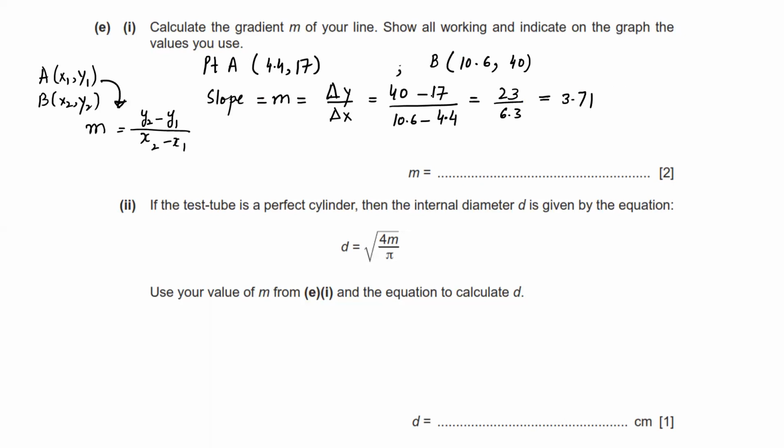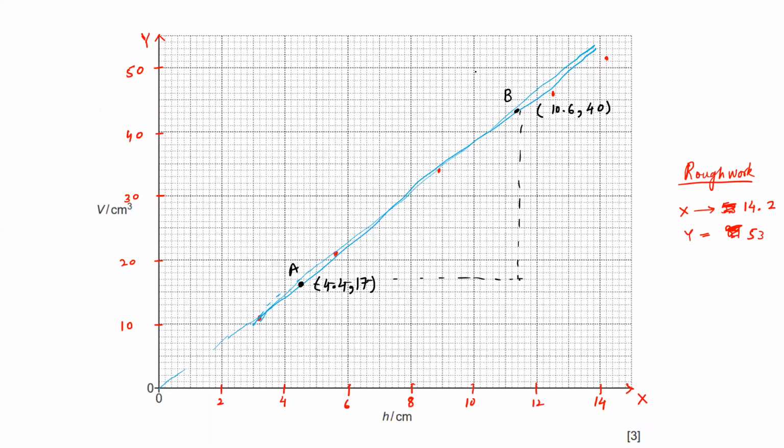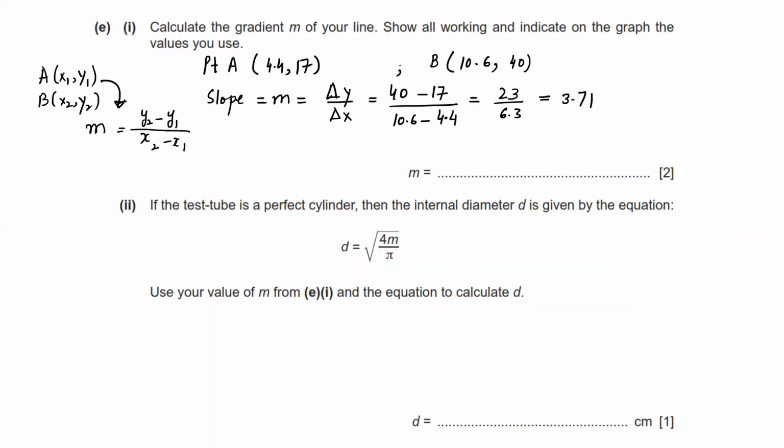3.71. Remember the units: on the y-axis we have volume in centimeter cube, and on the x-axis we have centimeter. So this is change in volume, centimeter cube, divided by centimeter. So this is 3.71 centimeter square.